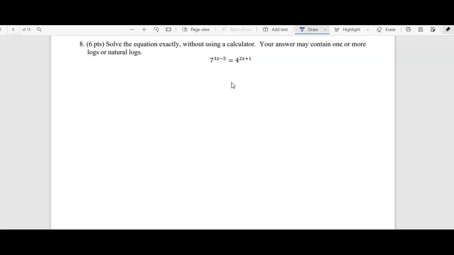Had this been 8 instead of 7, we could rewrite these both as base 2 and have a much easier problem. Instead, we have a need for another way to essentially solve for these x in the exponents.